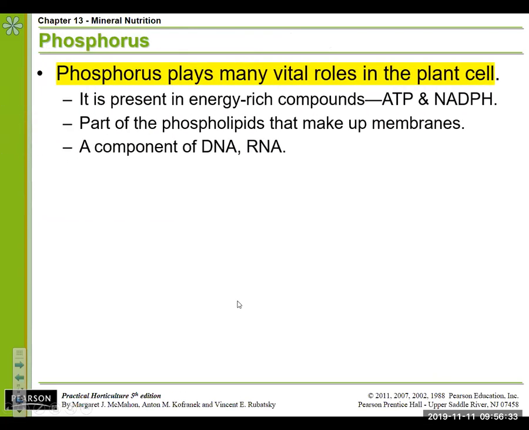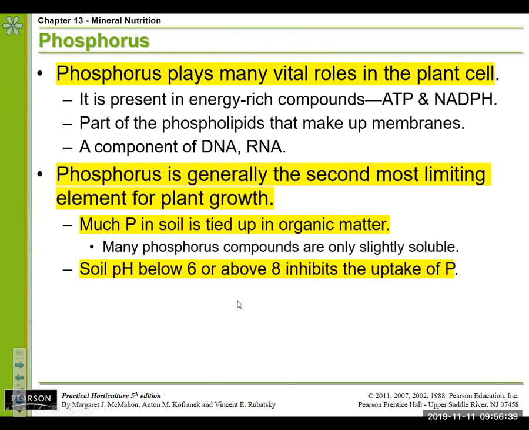Phosphorus has all kinds of different vital roles in the cell. It is actually a component of DNA and RNA. It's very important in the movement of nutrients through the plant, the movement of energy through ATP and NADPH. We usually think of phosphorus as being the second most limiting element for plant growth.